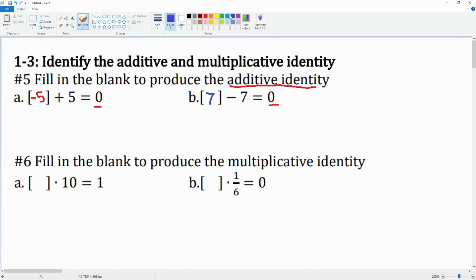Next, we want to look at the multiplicative identity, and that is the number 1. I made a mistake here. This should not be equal to 0. This should be equal to the number 1. Okay, so what multiplies by 10 to get you 1? Well, a lot of students want to put 0 here, but 0 times 10 is actually 0. That doesn't work. You're trying to get the number 1.